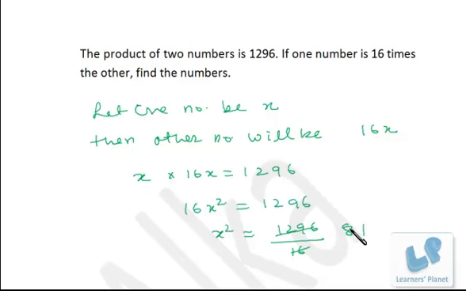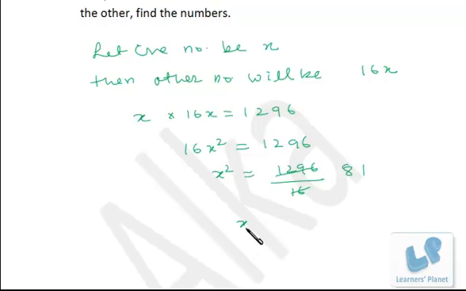So x square is 81. That means x is what? Which number's square is 81? That's 9, right? So one number x is 9, and the other number 16x is 16 into 9, that's 144. So one is 9 and the other is 144. Okay.